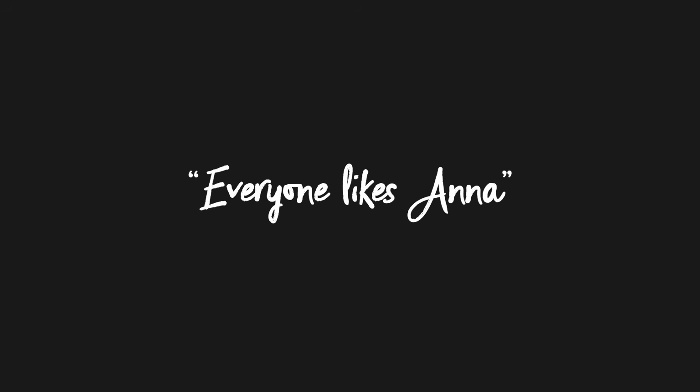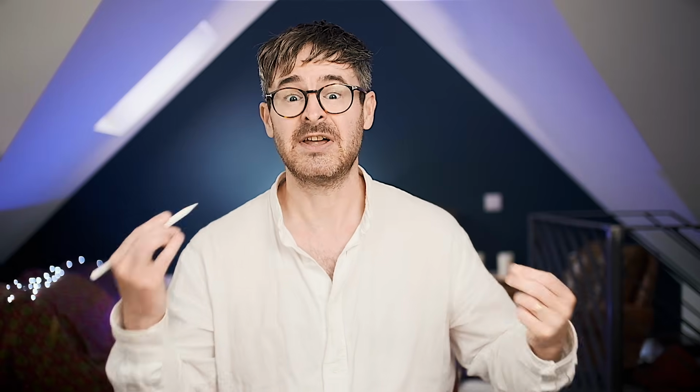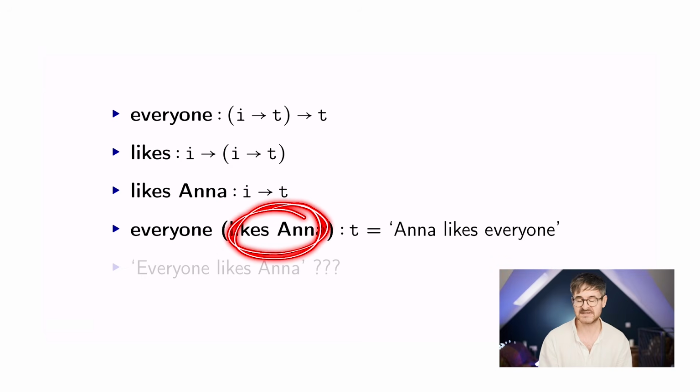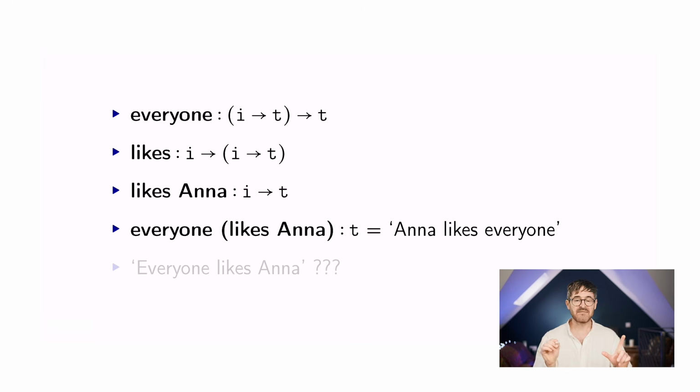This is going to be a bit more tricky because given the types that we've assigned so far, the only way of putting together everyone likes Anna is like this. First of all, we have to put Anna together with likes to give us something of type I to T. That is going to be the input to everyone, so we can form everyone likes Anna of type T. However, this isn't going to be the sentence that we wanted, everyone likes Anna.